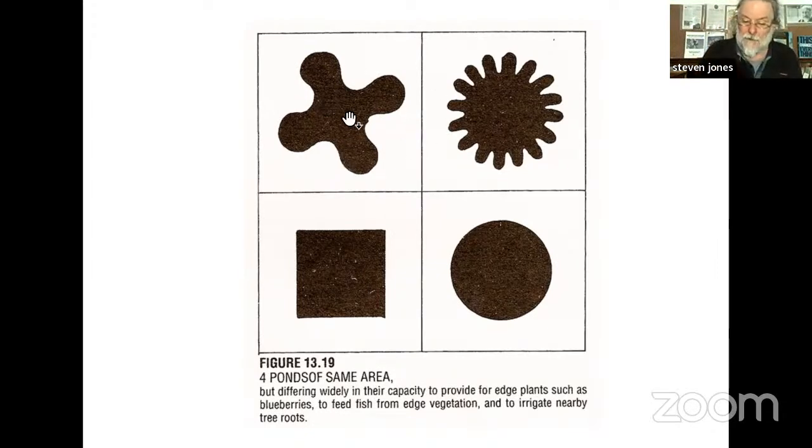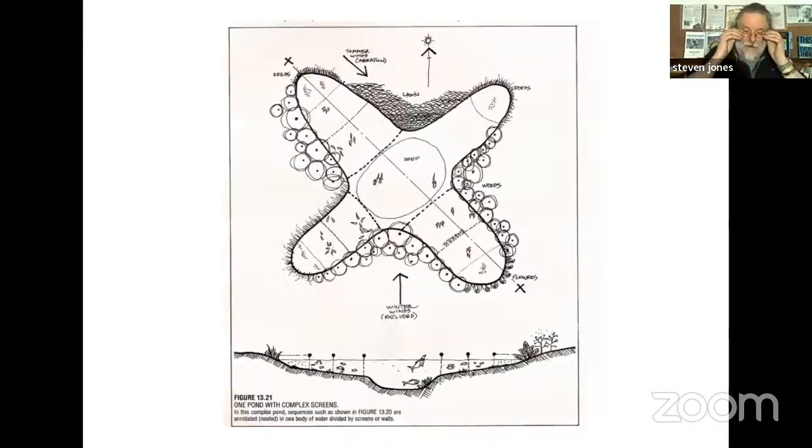So let's say all of these ponds have the same surface area of water, but clearly this one has much more edge. There's much more opportunity for things to interact between the land and the water. And so therefore we might explore different shapes to fulfill different functions. This is like your palette of ideas that you can play with when you come into your design thinking.